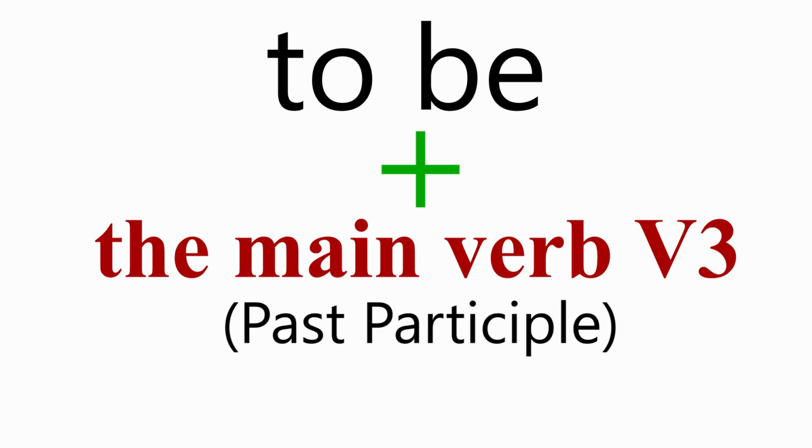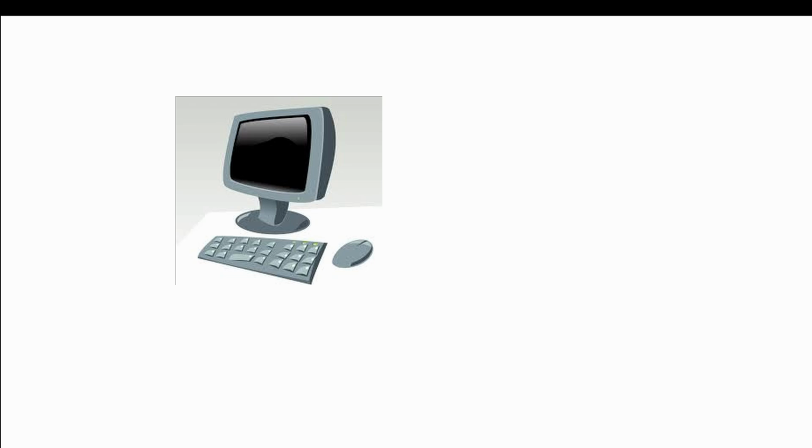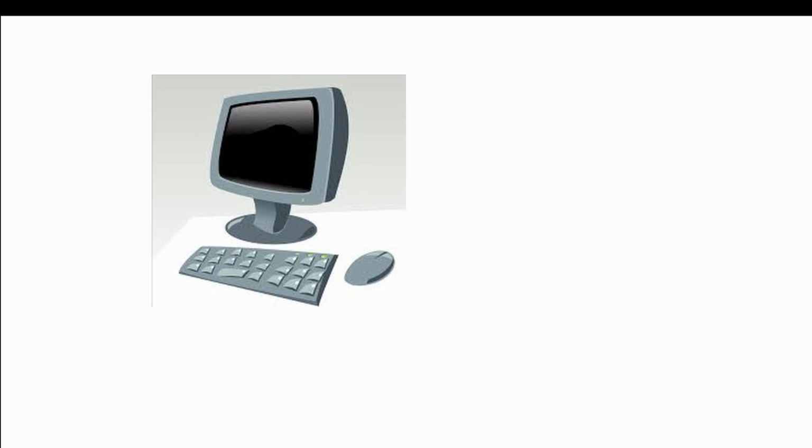But let us go step by step. Let us start from the sentence in the active voice. My brother gave me his computer. A perfectly good sentence if brother is important in this sentence. Maybe I want to stress how nice my brother is and how he cares about me. But suppose you want to focus more on the computer and explain how it came to be possessed by you.